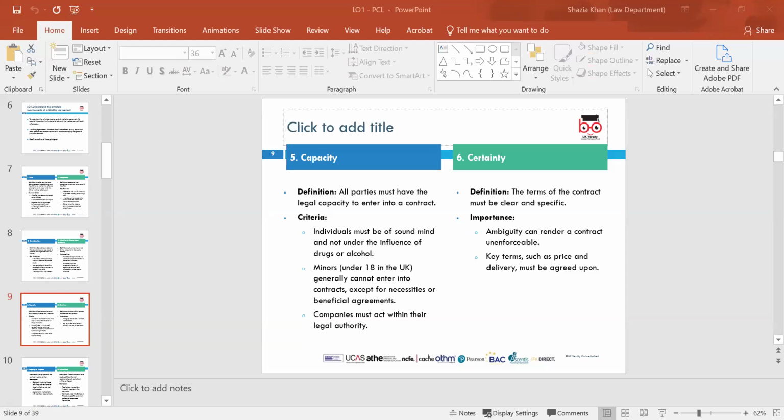So it needs to be clear because, when we look at certainty, it's one of the cornerstones of a legally binding agreement. You must be able to understand the terms that are put in place, and you must be able to understand what you are signing.